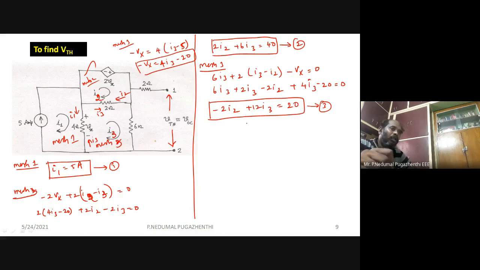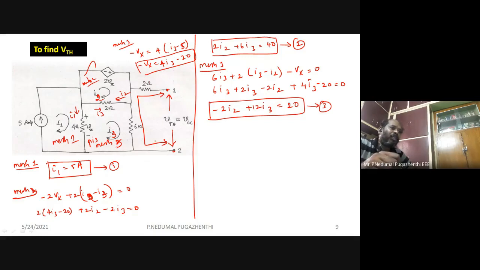Okay, if I solve these two equations, I will get... I am interested in knowing only I3, because I want to know the voltage across this 1 and 2. That is what VThevenin is. What are the elements available between 1 and 2? This is the voltage.